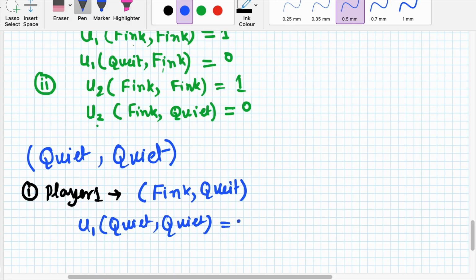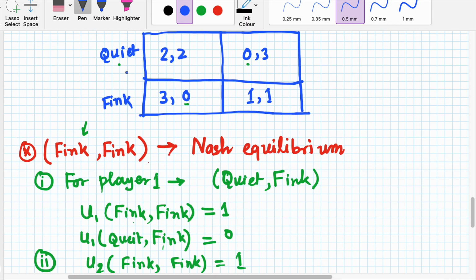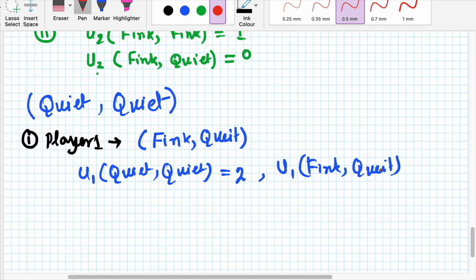Quiet is 2. And what is the utility of fink when player 2 remains quiet? It is nothing but 3. So player 1 is confessing and becoming the witness before the court. That's why she will get the maximum payoff, which corresponds to 3.